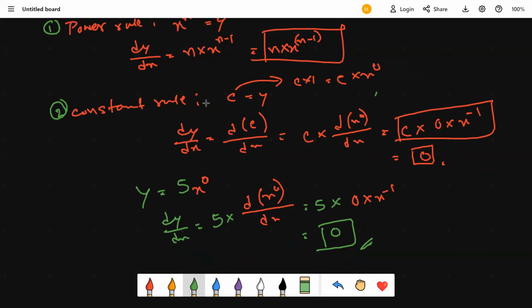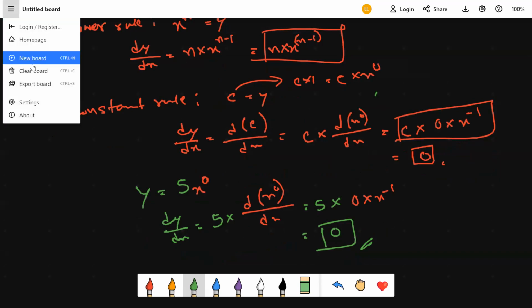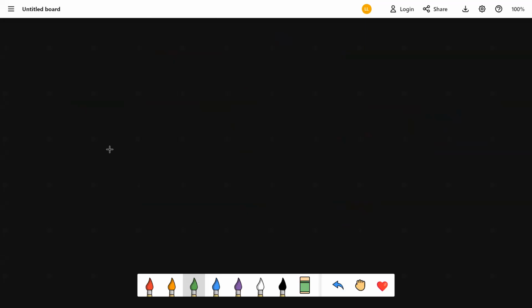So what I was saying, this is number one, this is number two. These are the two rules. I'm going to clear the board, so it's better if you take a note of these rules. But these are the simple rules. The rules which we are now going to get into, the third one, is also sort of the easier type.